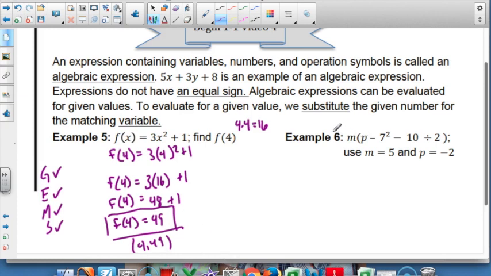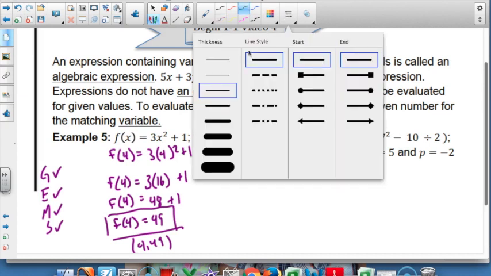All right, so my next example, this time it is an expression, a true expression with no equal signs. So that means I've got multiple things that I can plug in here.